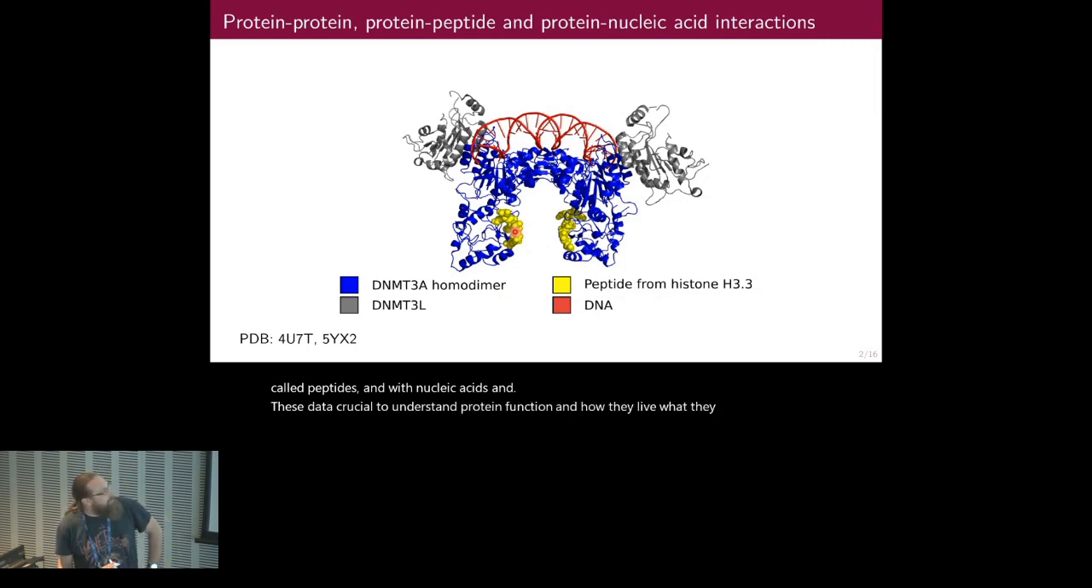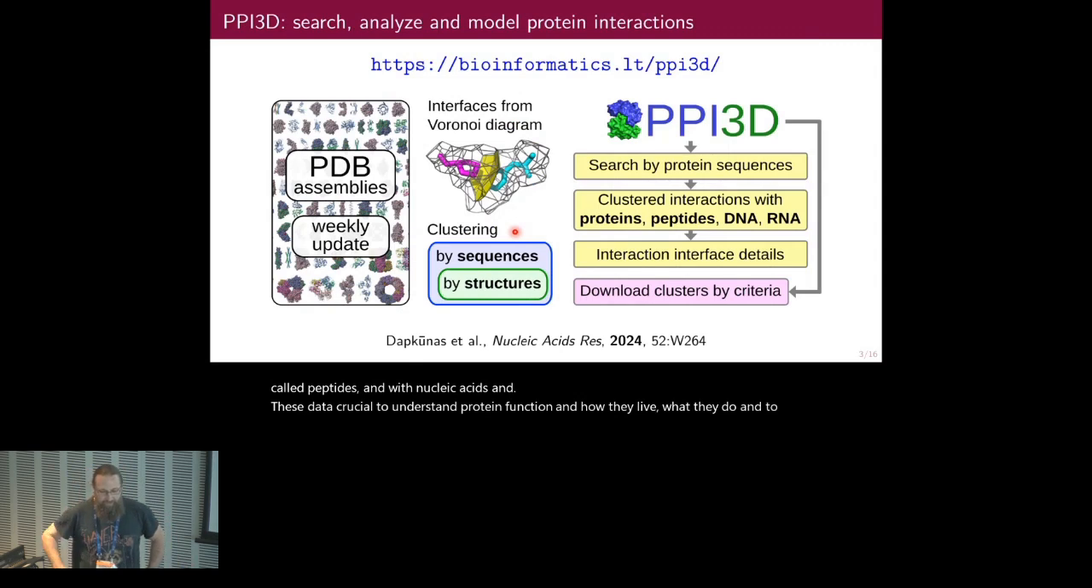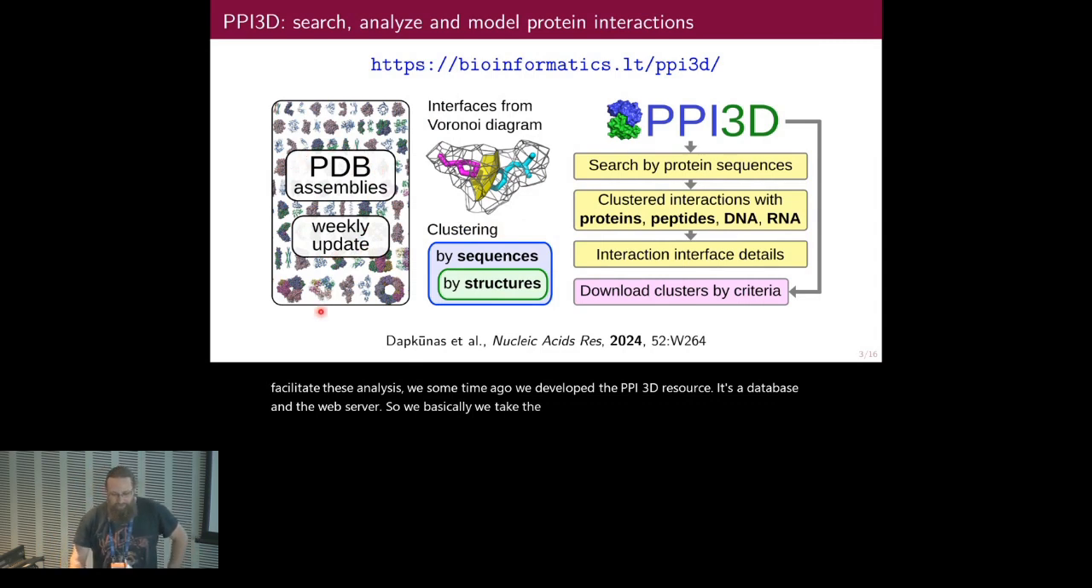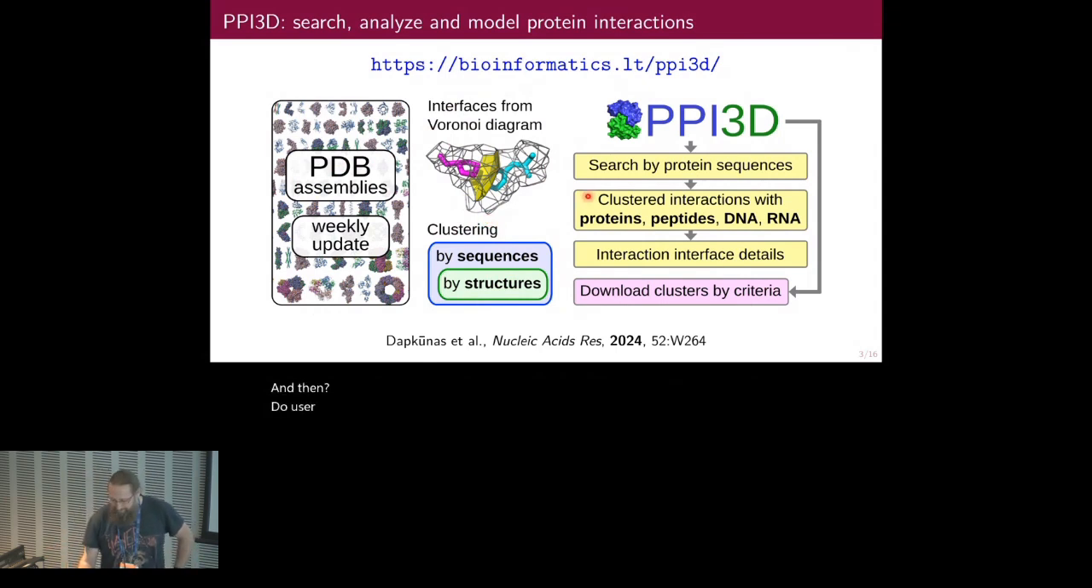To facilitate this analysis, some time ago we developed the PPI3D resource. It's a database and a web server. We take the data from the Protein Data Bank weekly, we find all the interaction interfaces and cluster them by sequences and structures, and then build a user interface to use this data.